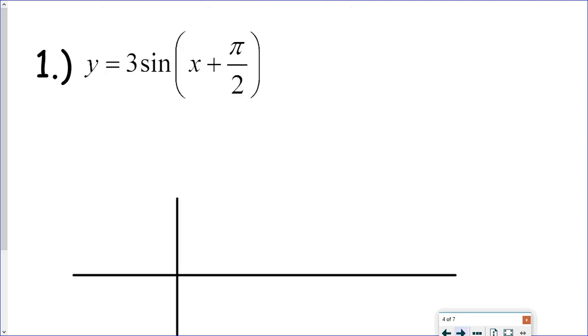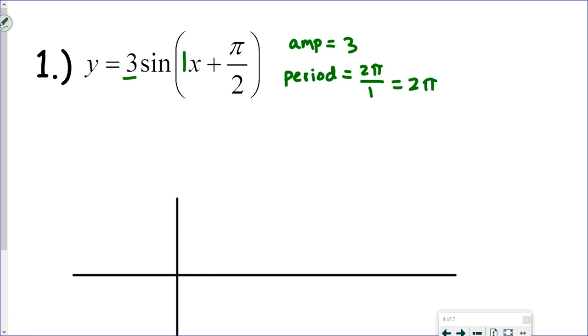Okay, so let's take a look. y equals 3 sine of x plus pi over 2. So just like yesterday, let's go through and do our amplitude and period. So our amplitude is 3. The period is 2 pi over b. So there would be something out here with that x if there were a period change. So 2 pi over 1, which is 2 pi.